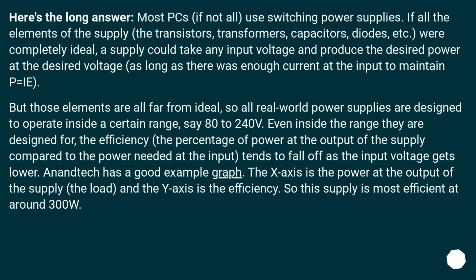Even inside the range they are designed for, the efficiency, the percentage of power at the output of the supply compared to the power needed at the input, tends to fall off as the input voltage gets lower. AnandTech has a good example graph. The x-axis is the power at the output of the supply, the load, and the y-axis is the efficiency. So this supply is most efficient at around 300 W.